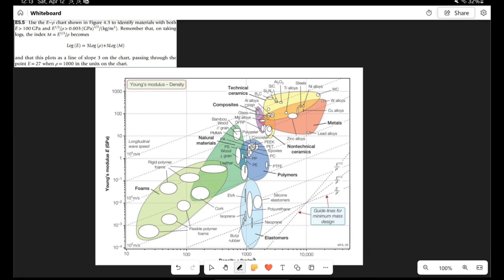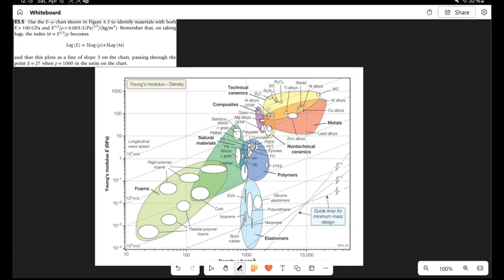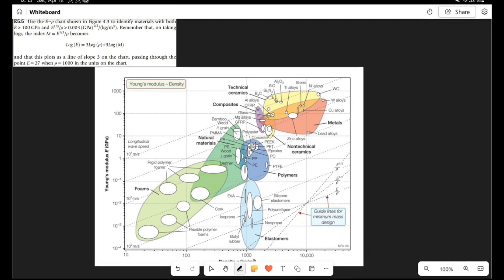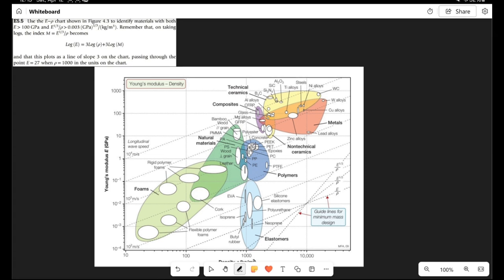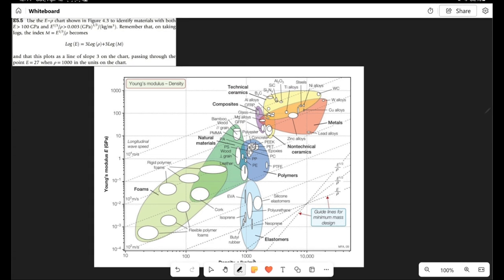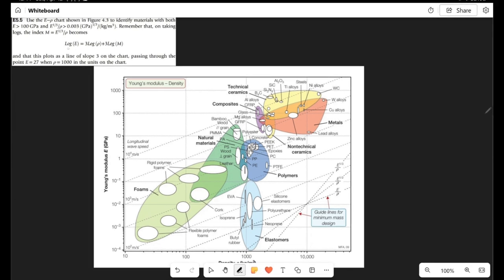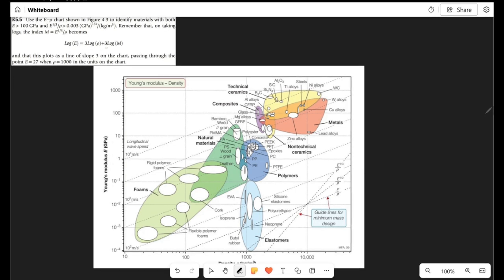Okay guys, take a second to look at this question 5.5. For this question, we are trying to find materials with a Young's modulus greater than 100 gigapascal. And we are also looking for materials with a higher relationship of E raised to the power 1 over 3 divided by density of 0.03. So they are reminding us that the relationship between E raised to the power 1 over 3 divided by density is given by this formula. The log of E is equal to 3 log density plus 3 log M, which is the material index.